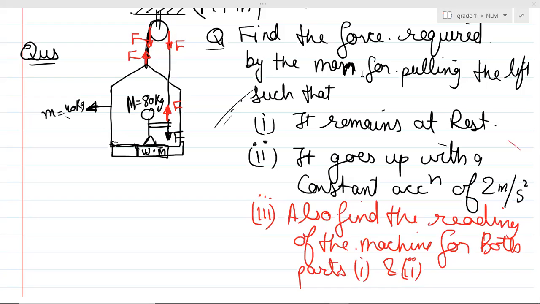Guys, are you done? See, how will you do this question? The first one should be 120, sir. First one should be 120.